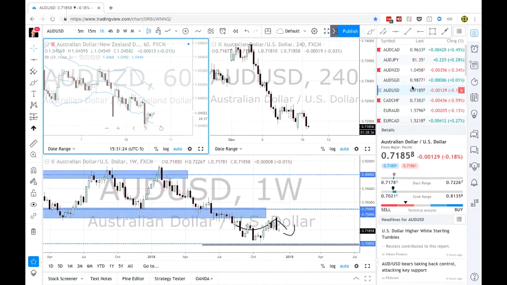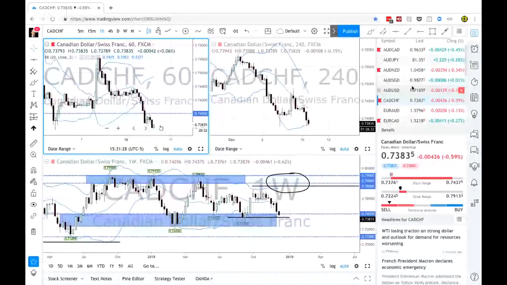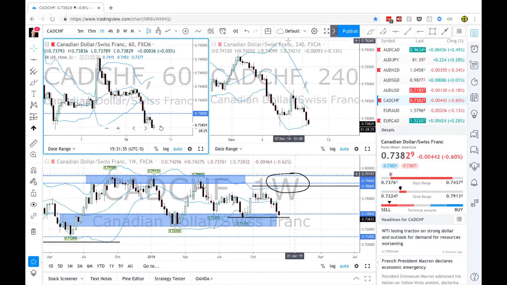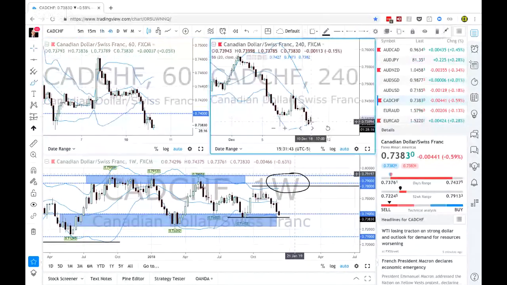LEZ, we don't have to look at this because that's pretty boring. CAD-CHF is reaching its support area at 0.74, and that's where you can look for a bullish setup with the Bollinger Band. The good thing is that price is near the lower Bollinger Band. The only thing we're missing now is the engulfing candle right here.